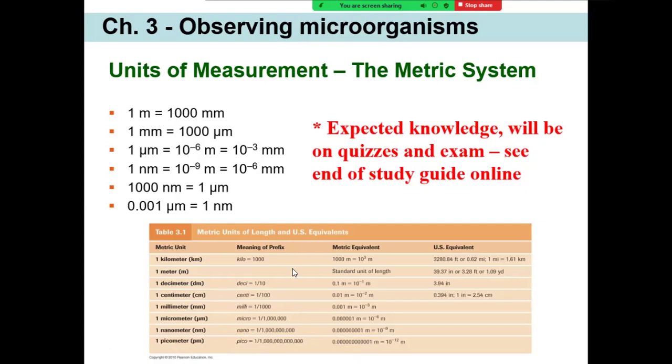Switching from metric to US equivalents is difficult, and I've got it on the table here, but you do not need to know how to switch from metric to English and English to metric. Like about 0.6 miles equals 1 kilometer. You don't need to know that. You just need to know how to work in metric for this chapter, and really for the class. You need to know how to use metrics. Any question about any of that?